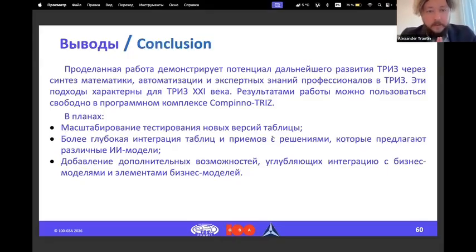You can use this matrix free of charge in the Kampiano TRIZ software suite. We are planning to test further versions of the matrix going forward. We also plan to integrate our principles with other AI models. And of course, it would be good to have your input. Maybe you could test our solutions, and we would be happy to get some feedback from your side.